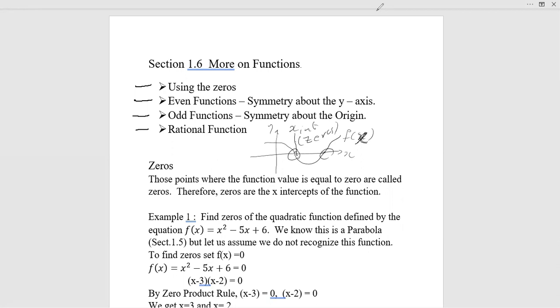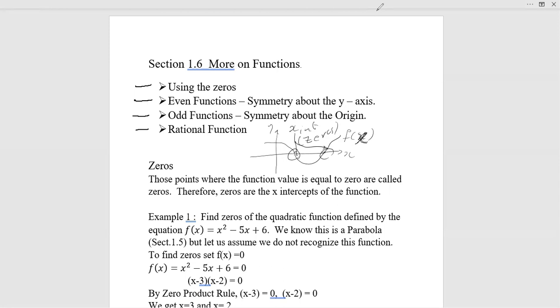This point and this point as well, right? So from this point onwards, wherever a function intersects the x-axis, in other words, x-intercepts, I call them zeros. Okay. All right. Now you know what zeros are.